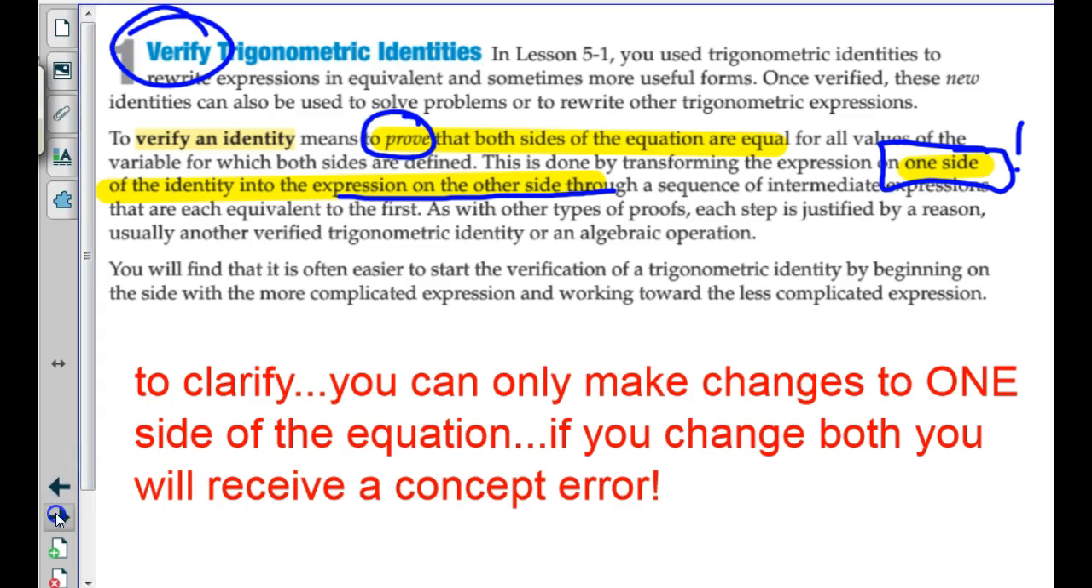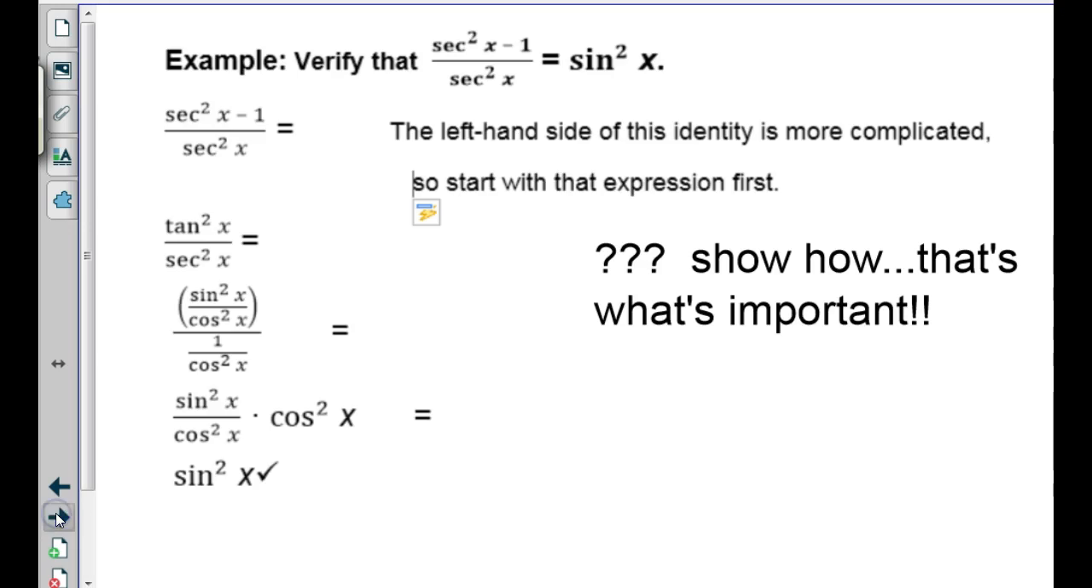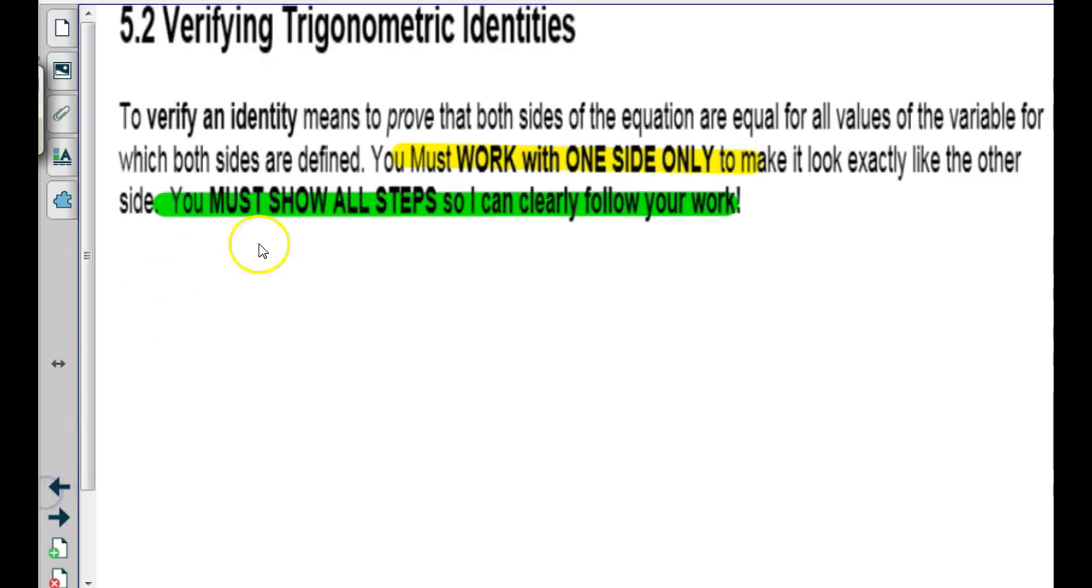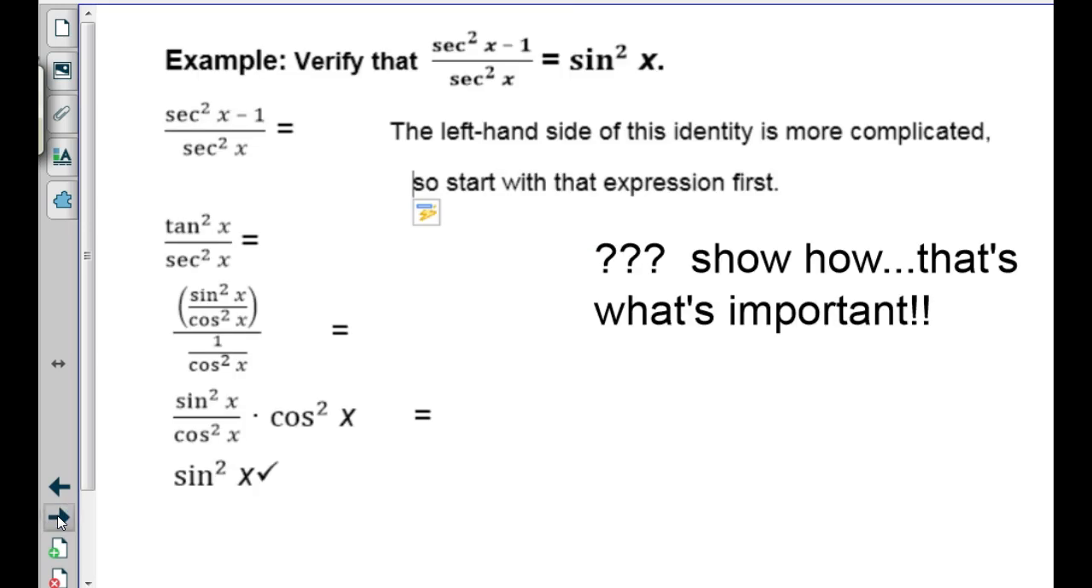A verify question where I give you, okay, so this is what it says at the top. You must work with one side only, must show all steps so that I can clearly follow your work, okay? And by all steps, that means like if you're getting a common denominator, you got to show me what you're multiplying by, okay? If you're using a Pythagorean identity trade, just write like, as long as it's clear what you did, I'll be fine, but you could write Pythagorean identity there.